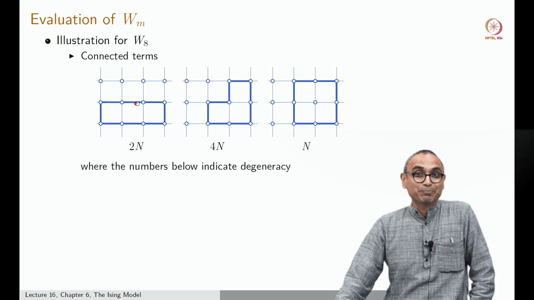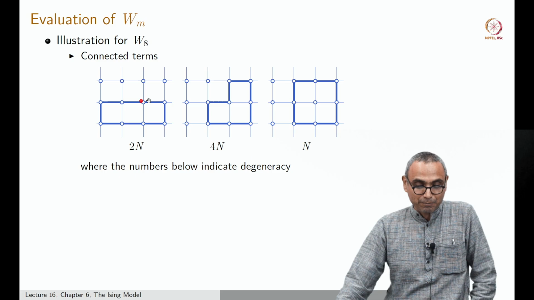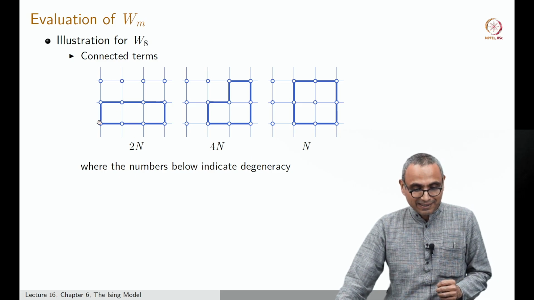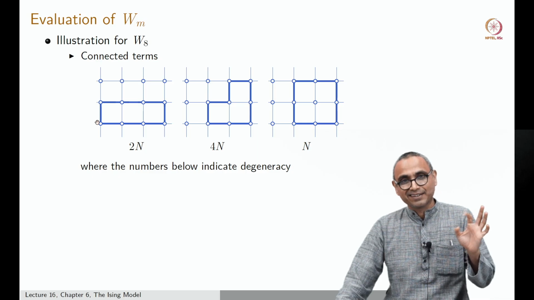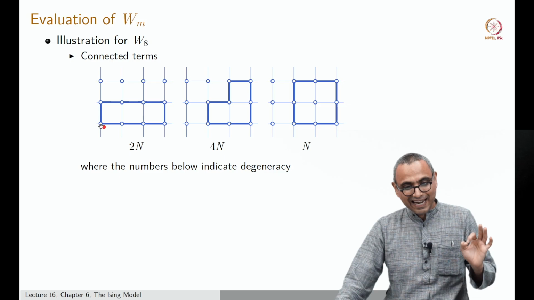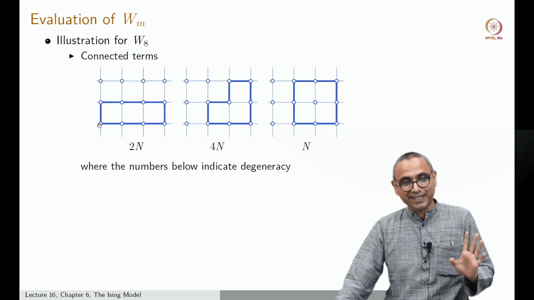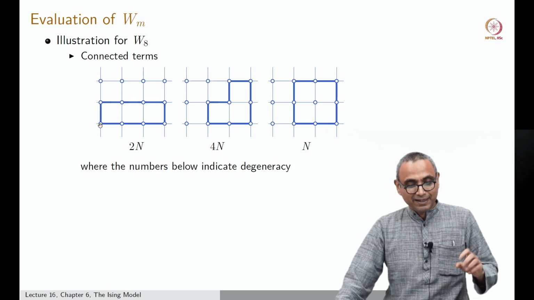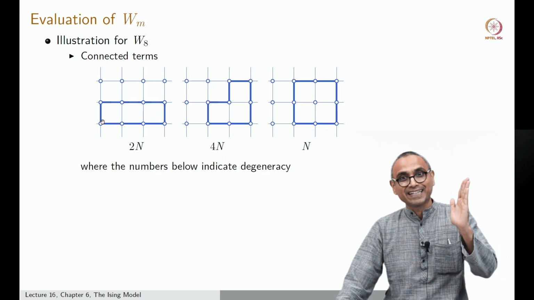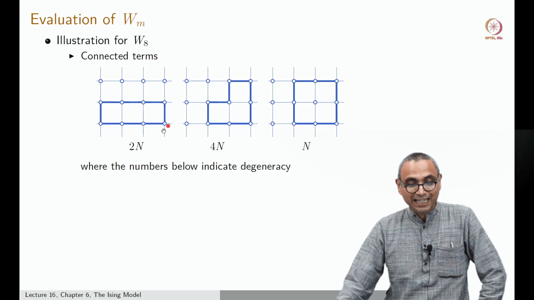How many such diagrams are possible? You will see there are 2n of them, because if I think of the bottom left corner of this diagram as the origin, I can choose this origin in 2n ways. Why 2n? I can choose the origin in n ways, but I can also orient this along the x-axis or orient this along the y-axis. So that will give me 2n.